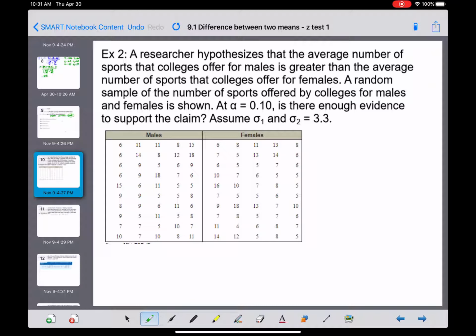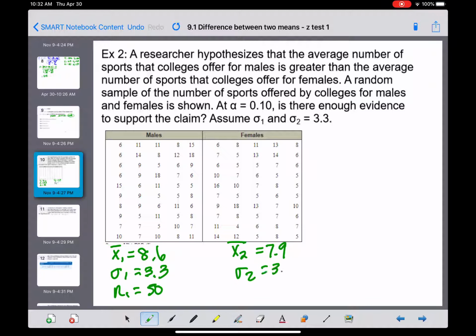So we're going to say that x1 bar, the first group, is males. You can just plug all those in and find the average. I'm going to give that to you. It's 8.6, and they gave us sigma 1 is 3.3, and n1 is 50. Then the females are going to be x2, and that would be 7.9 when you add those up and divide by 50. Sigma 2 is 3.3, and n2 is 50.